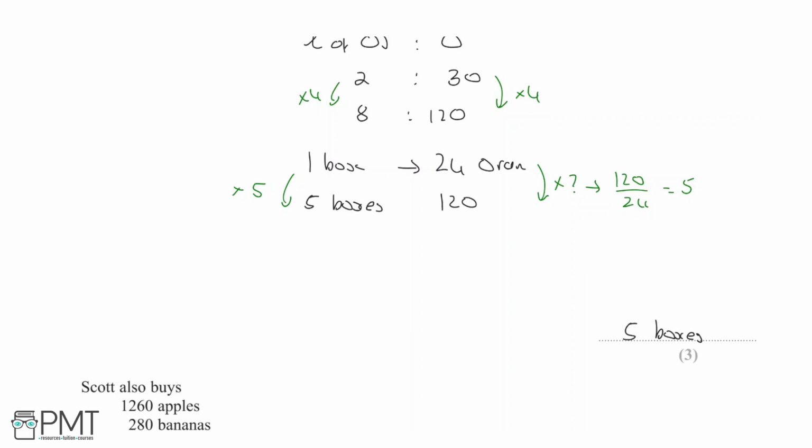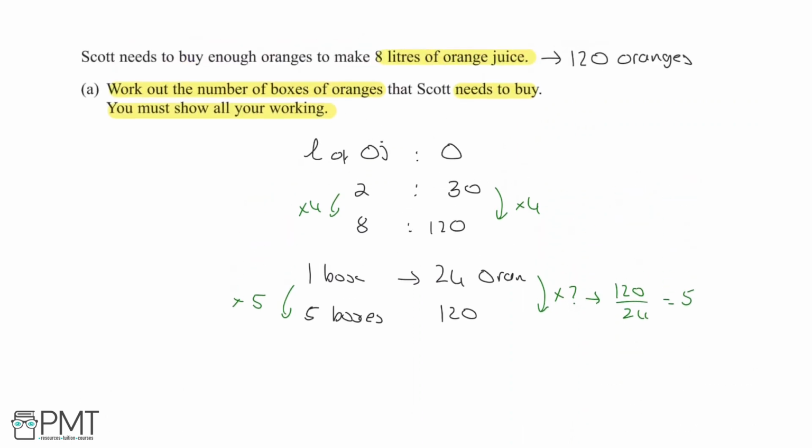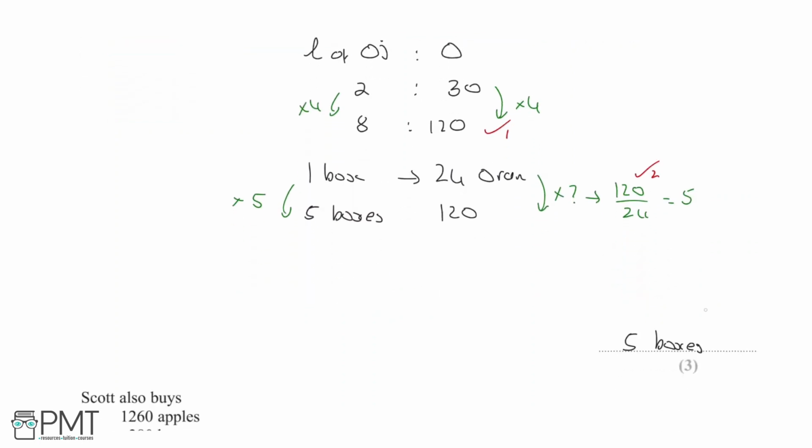So this part is worth 3 marks. The first mark comes from an acknowledgement of 120 oranges required, as we have done here. The second mark comes for a complete process, so understanding you need to do 120 divided by 24. That's this one here. And then the third and final mark comes from the correct final answer.